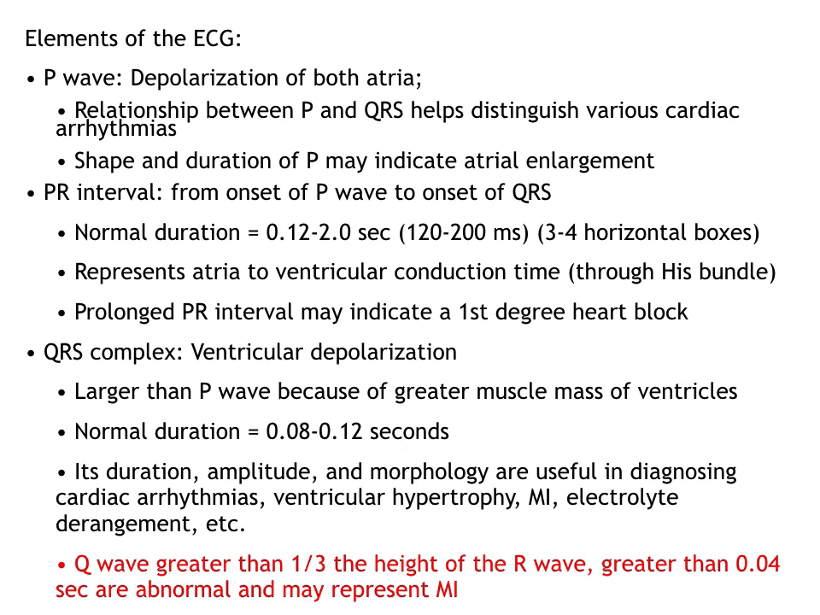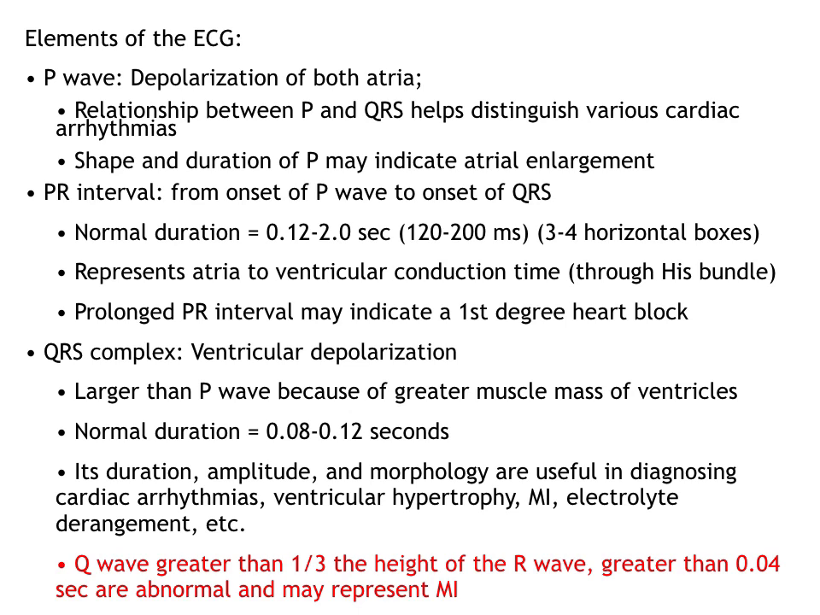The QRS complex represents ventricular depolarization. It is usually larger than the P wave because of the greater muscle mass of the ventricles. For the normal duration of the QRS complex, just remember 2 to 3 small boxes. Its duration, amplitude and morphology are useful in diagnosing cardiac arrhythmias, ventricular hypertrophy, MI, and electrolyte derangement.